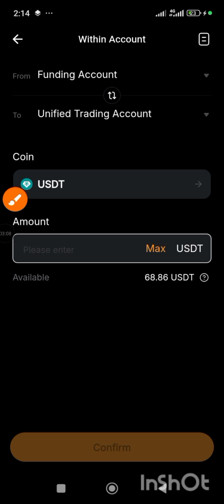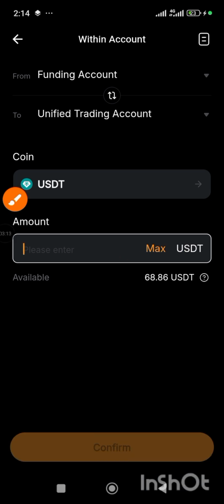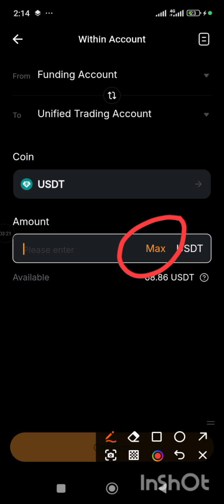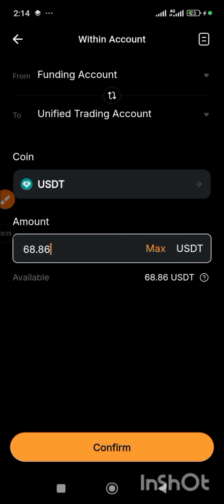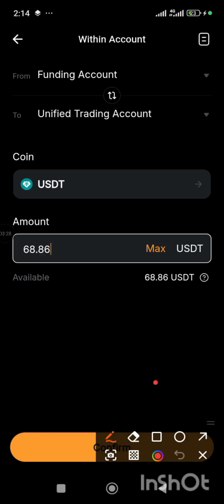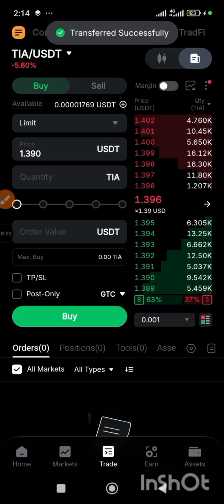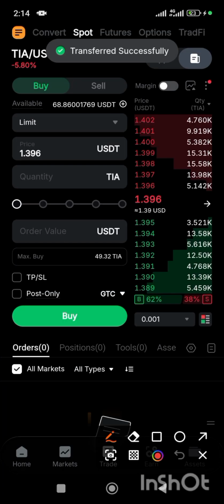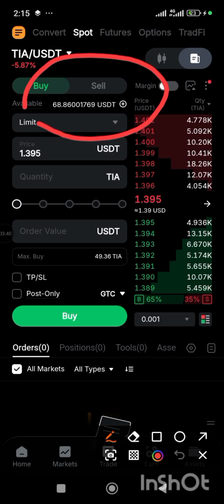So now what do I need to do? I'm going to type the amount. Look at the quantity of USDT I have here, $68. I'm going to type the amount I want to be trading with. If I want to use all of them, I will quickly click on max, so I'll take all of them out. Once you click on max, you now click on confirm. Now I have my 68 USDT in my trading account and it's for use under spot.